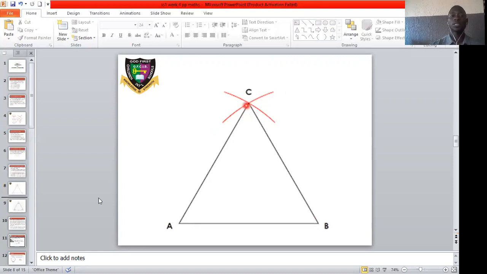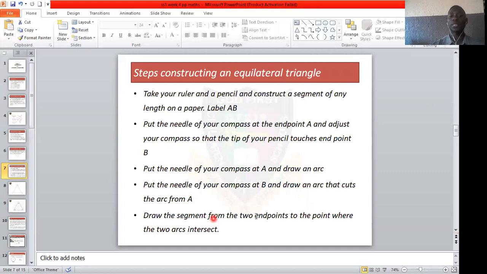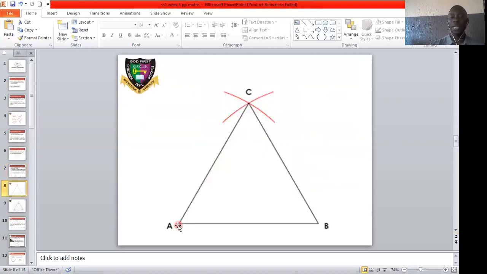The last thing says, draw a segment from the two endpoints to the point where the two arcs intersect. That is, draw a line from point A to where the two arcs meet, and draw a line from B to where the two arcs meet. So if you measure this length, AC will be equal to BC and will be equal to AB.